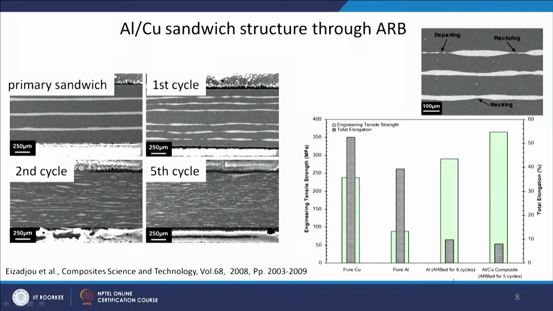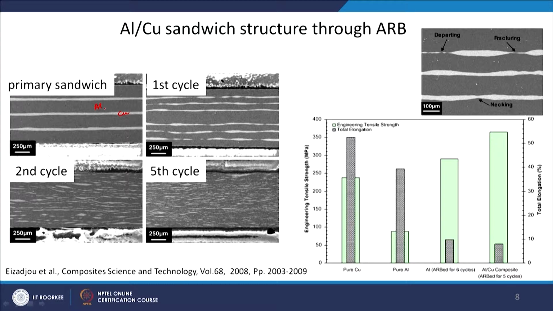This is another example of an aluminum copper sandwich structure through ARB. So, initially this is the primary sandwich. The light one is the copper and the dark one is aluminum. This is an SEM micrograph, so you will have more contrast: the copper should look bright and aluminum should look dark, whereas the earlier one was an optical micrograph.